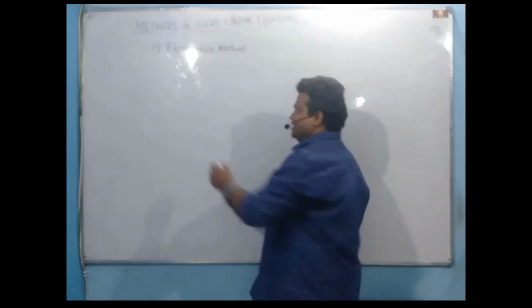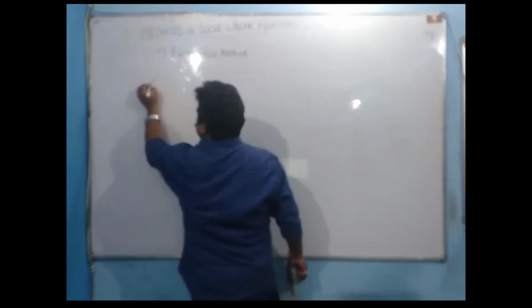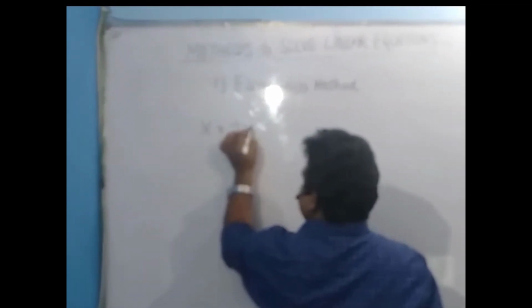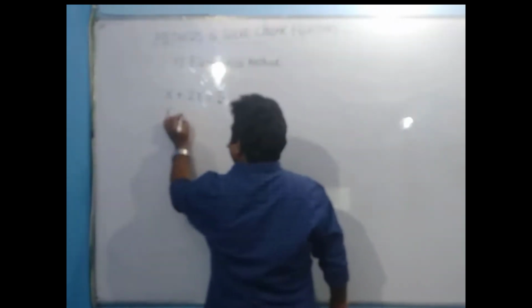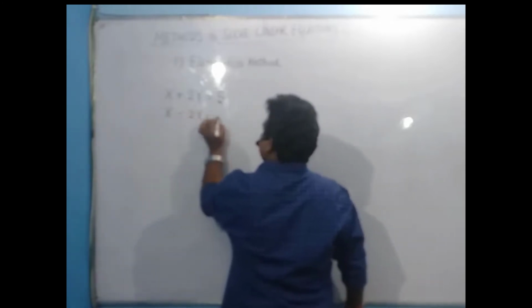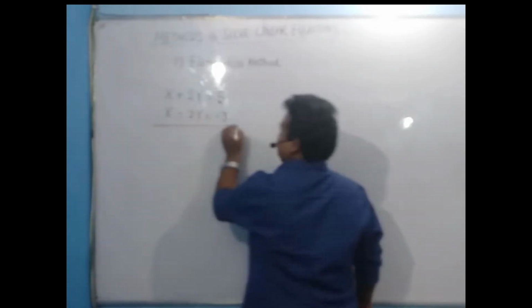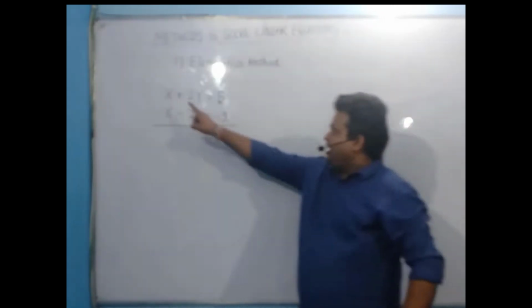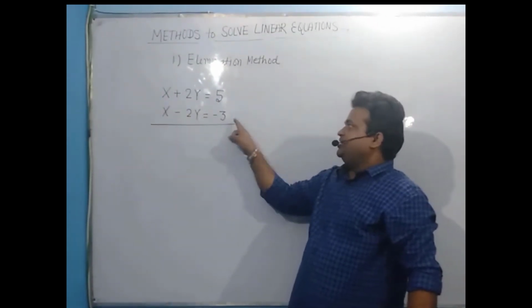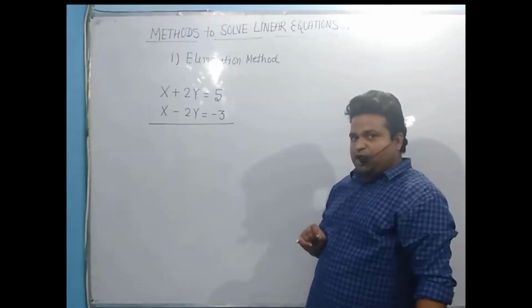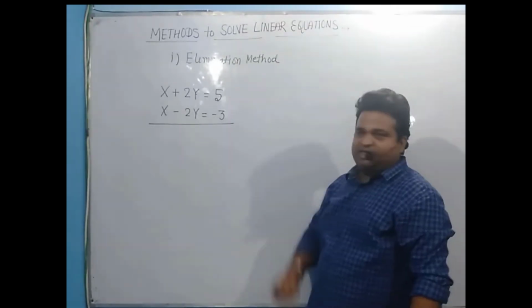Now first example is, suppose you have x plus 2y equal to 5. This is the equation, and second equation is x minus 2y is equal to minus 3. I repeat again, x plus 2y equal to 5 and x minus 2y equal to minus 3. Solve this linear equation by elimination method.